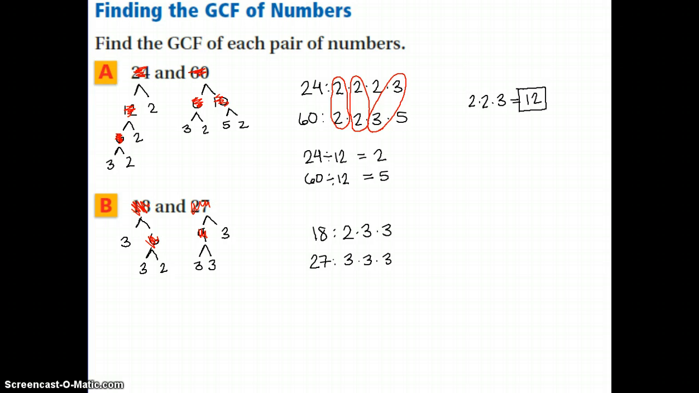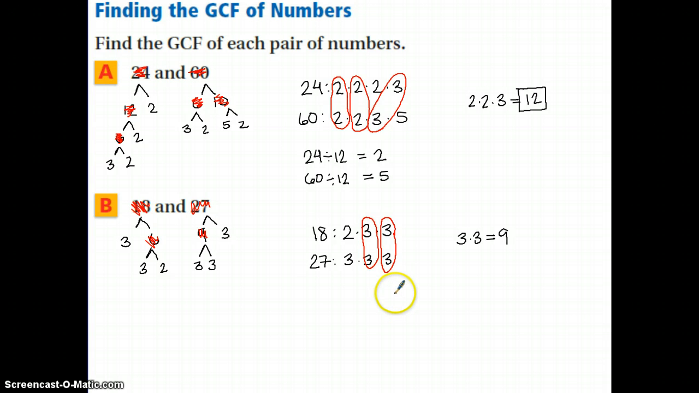I'm going to look through each of the prime factorizations and find the common factors. They share a 3 and they share another 3. Multiplying those together, I have 2 3's that they share, which multiplies to 9.